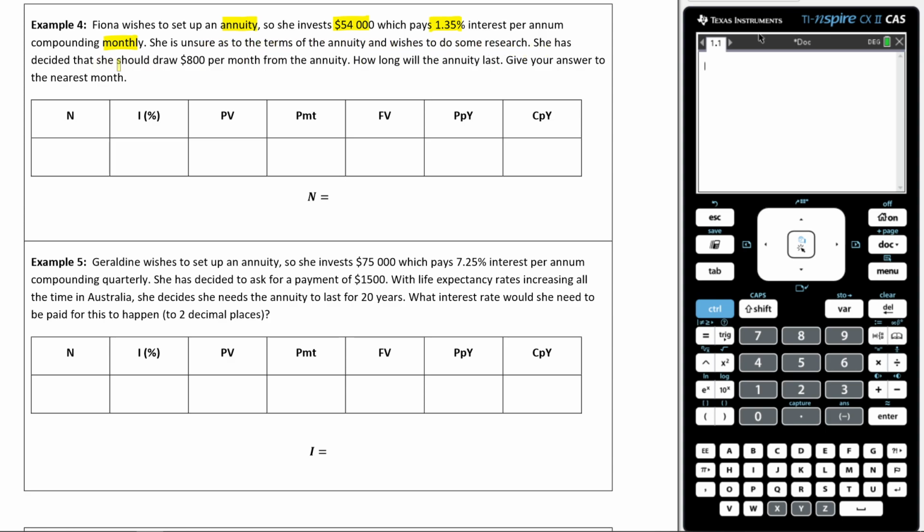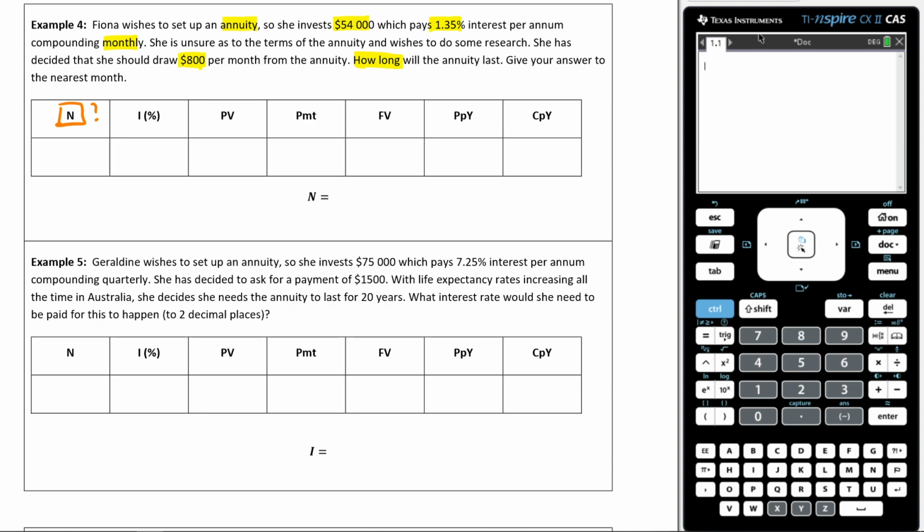She has decided she should withdraw $800 per month from the annuity. How long will the annuity last? Give your answer to the nearest month. So we're after how long it will last for. So that means we're after N. How many payments will she receive?